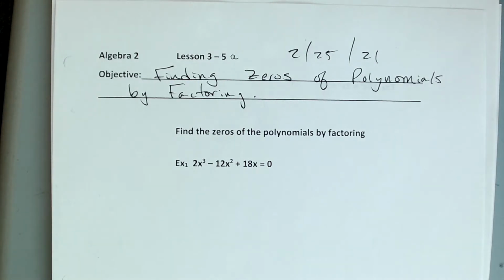So there's a couple of ways to do these. One, you could graph it, and the zeros are the x-intercepts, okay? But another way to do it is by factoring, okay? And factoring is kind of nice because factoring will give us the exact answers. Sometimes the graphing won't give us the exact answers.